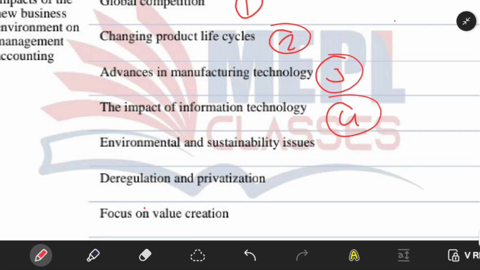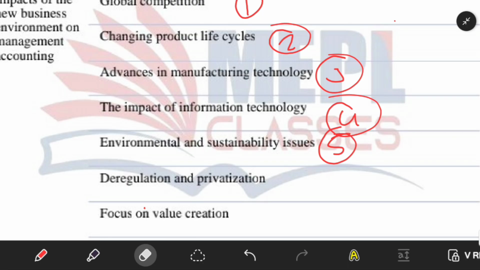And the fifth point is environmental and sustainability issues. Modern business cares about eco-friendly products. The management accountant helps track the cost of pollution control, waste management, energy use, recycling, etc. He also helps the business follow environmental laws and save cost through green methods. Example, calculating the cost savings if the company switches to solar power.